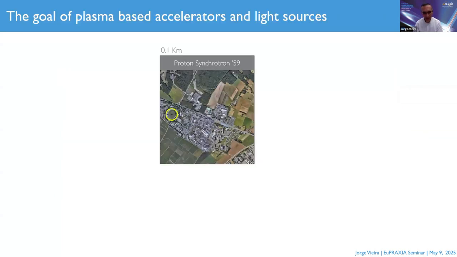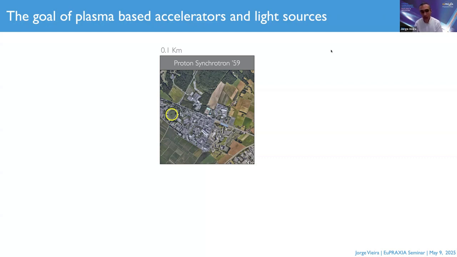Okay, so the main goal of plasma-based accelerators is to make a more compact and hopefully less expensive particle accelerator. So why is this important? In order to understand why, let's just start looking at this image here. It shows the proton synchrotron. This is a circular accelerator. It was built at CERN in 1959. It has a radius of 100 meters.